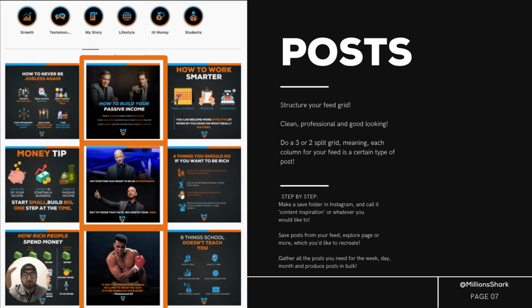Next is the post structure. So most people overlook this. Post structure is very much an in thing right now on Instagram. So you always want to make sure you look at your post structure.